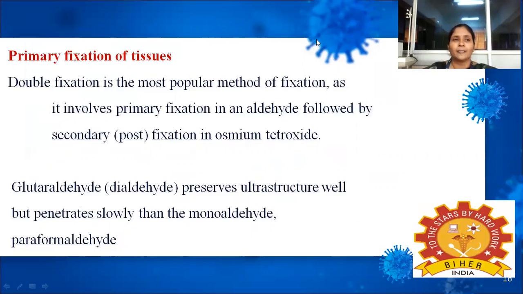So first is the primary fixation of tissues. Here, double fixation is done. The double fixation method is the most popular technique that is followed. It involves the primary fixation in an aldehyde, followed by a secondary fixation in osmium tetroxide.